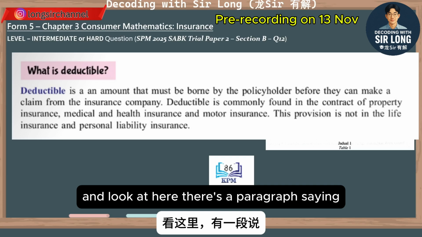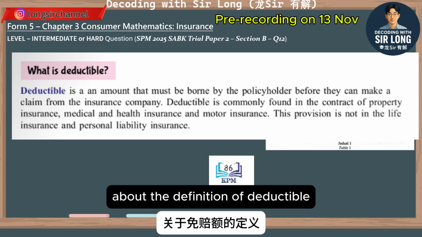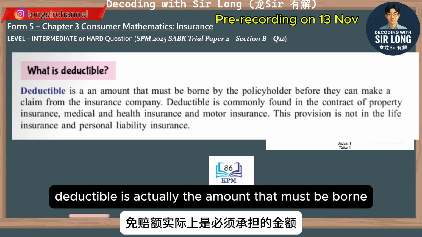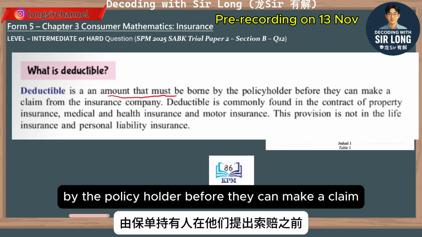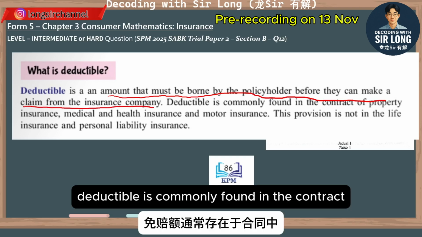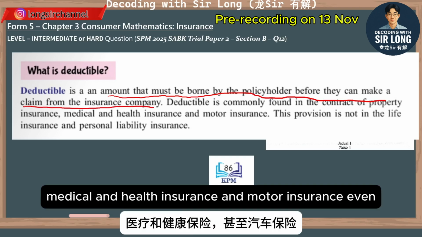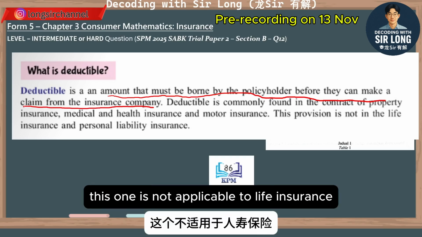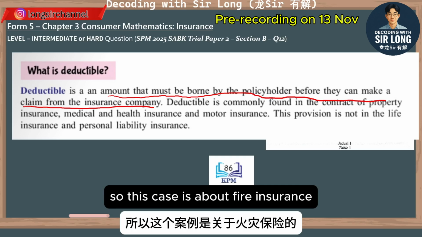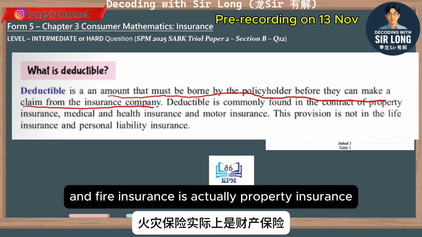And look at here, there's a paragraph about the definition of deductible. What is deductible? Deductible is the amount that must be borne by the policyholder before they can make a claim from the insurance company. Deductible is commonly found in the contract of property insurance, medical and health insurance, and even motor insurance. But remember, this is not applicable to life insurance and personal liability insurance. So this case is about fire insurance, am I right? And fire insurance is property insurance.